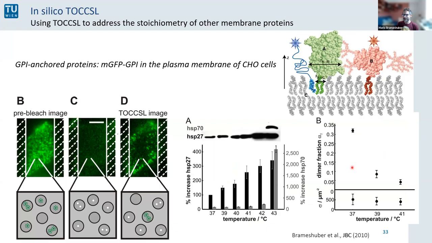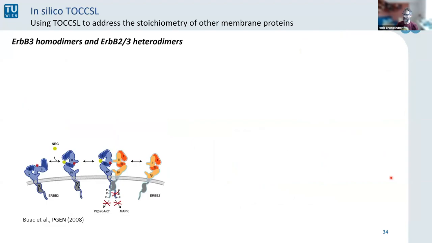So when you increase the temperature, so here's shown the dimer fraction. At 37 degrees, it was around 32%. If you increase the temperature, this structure dissolved, and we could link it to the expression of heat shock protein. So this worked for basically a lipid anchored protein quite well.